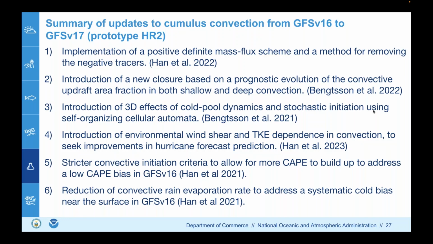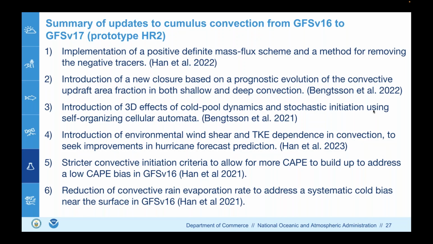There's an introduction of a stricter convective initiation criteria to allow for more CAPE to build up, and then to address a low CAPE bias that was seen in GFS version 16. I should mention that not only convection influences the amount of CAPE, and other updates to boundary layer and surface have also been introduced to try to alleviate this low CAPE bias.